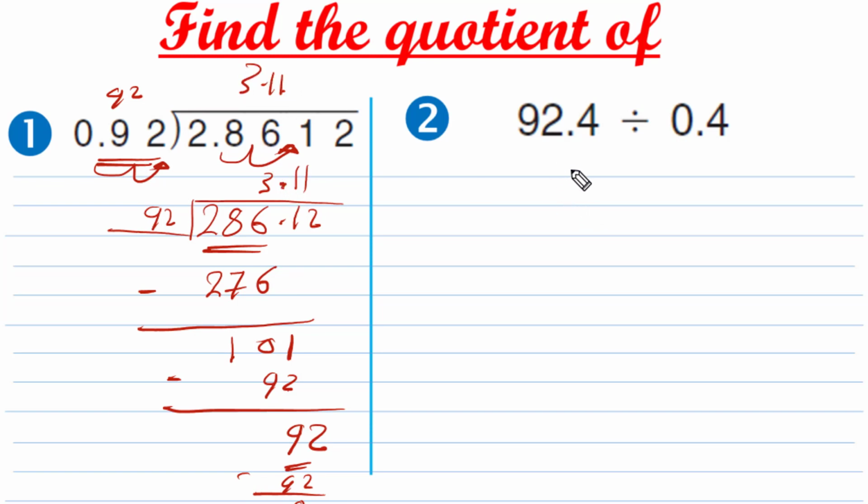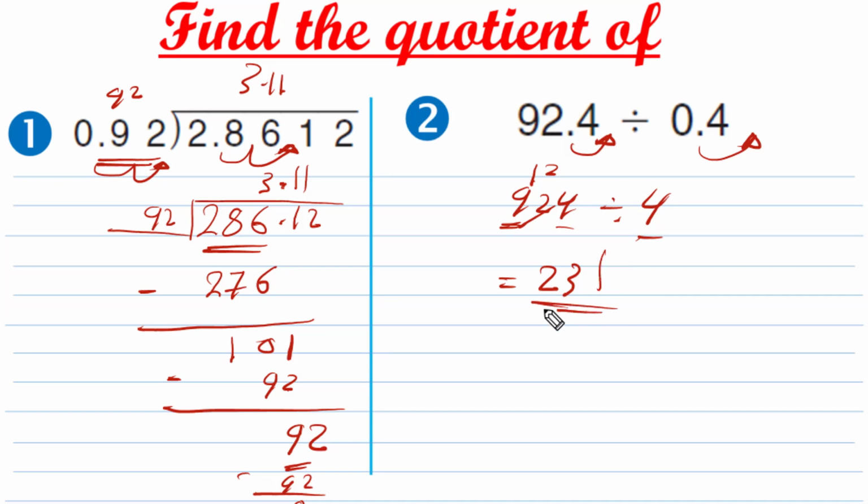Next, 92.4 divided by 0.4. You have to move the decimal point to the right just one decimal place. We will get 924 divided by 4. Now we can use short division as we studied before. 9 divided by 4 equals 2. 2 times 4 equals 8. The remainder will be 1. Cut 2 and write 12. 12 divided by 4 equals 3. Finally, 4 divided by 4 equals 1. Now the quotient equals 231.